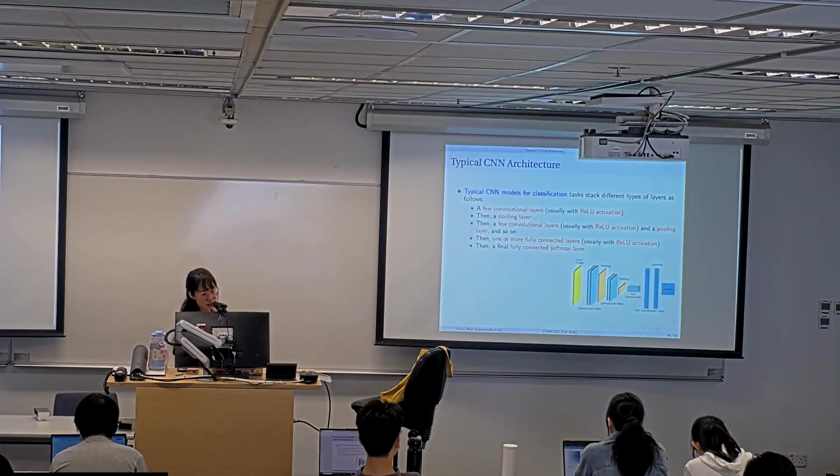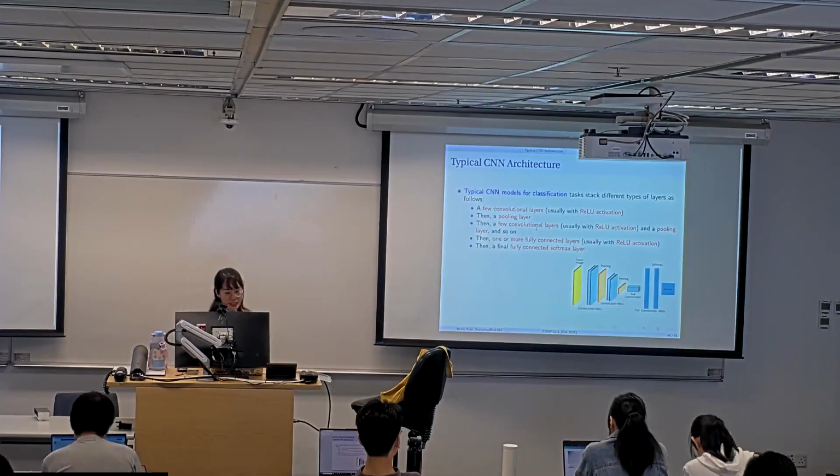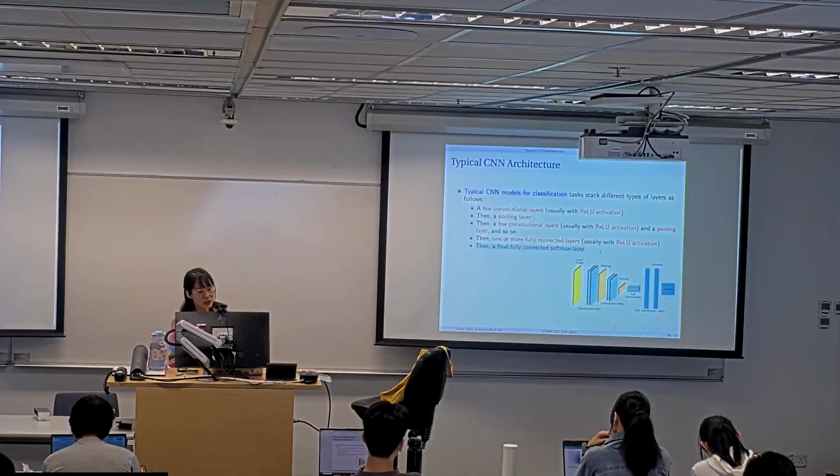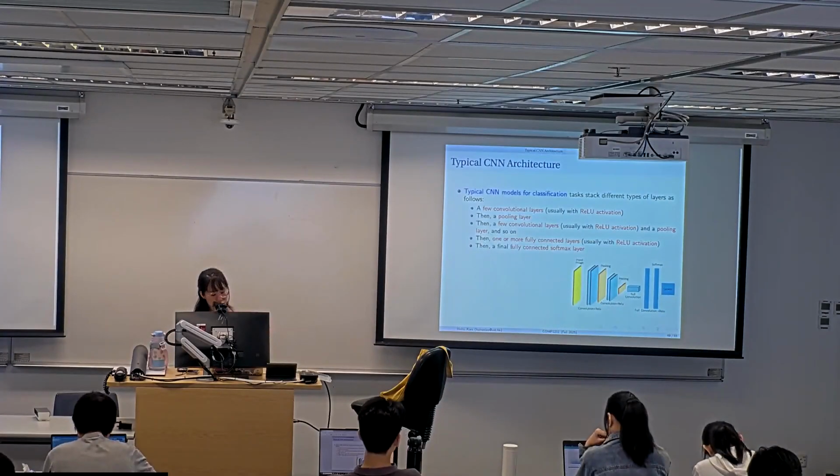Of course, between the sequence of convolution and pooling layers and the fully connected layers, you need to do flattening. Otherwise, it cannot connect with the fully connected layer. And then the output layer is a final fully connected softmax layer if you want to do multi-class classification. This is a typical CNN architecture.